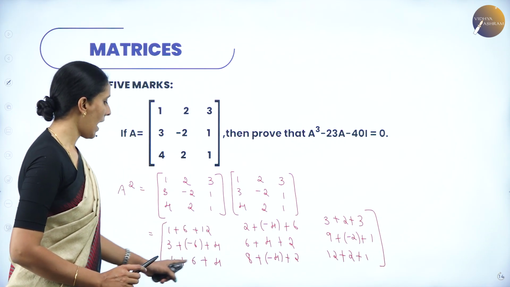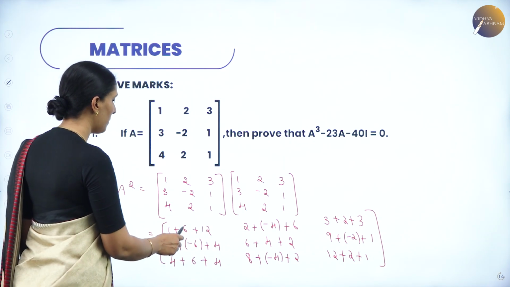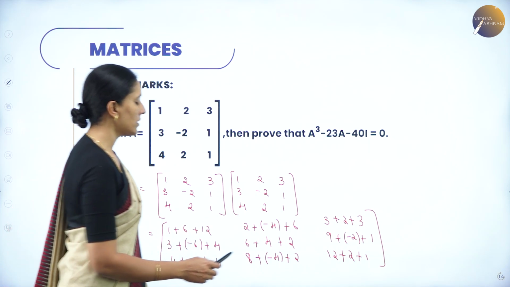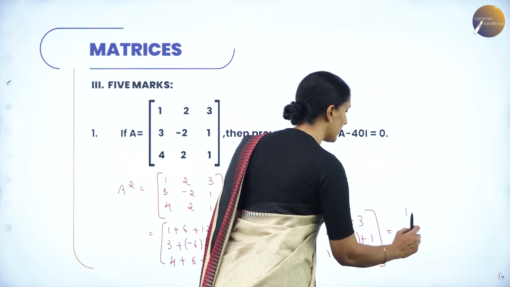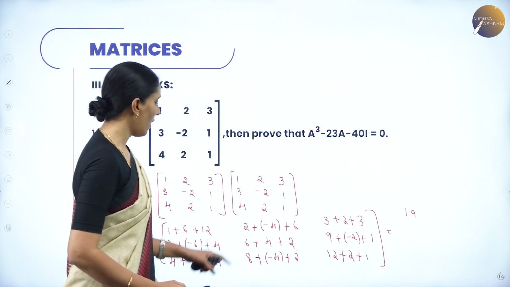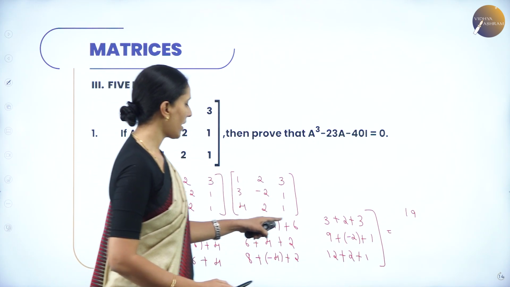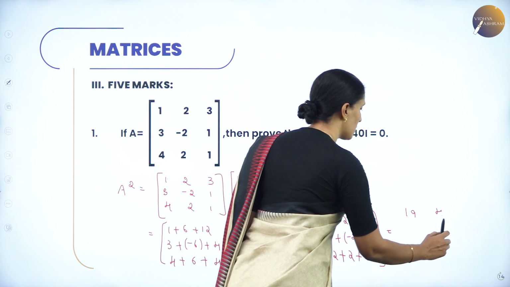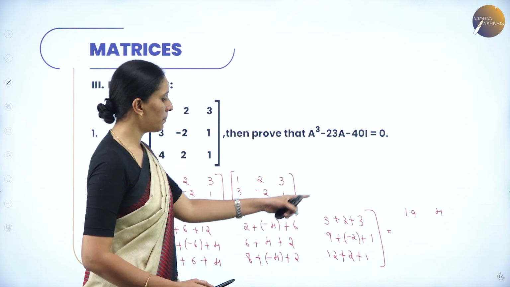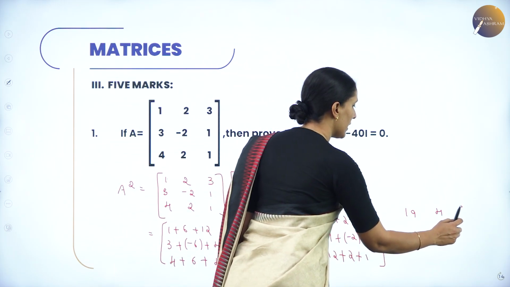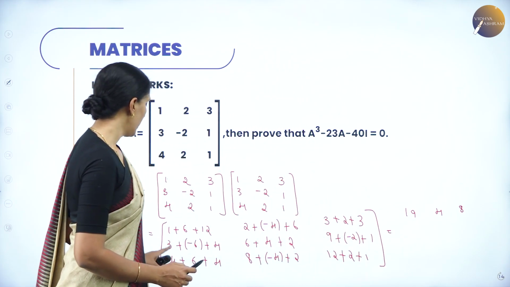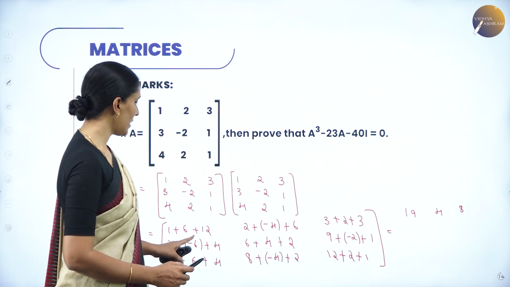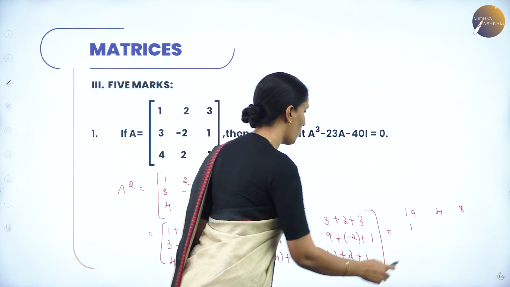Now let us add these things. So 1 plus 6 plus 12 equals 19. Next here we have 2 minus 4 minus 2. Minus 2 plus 6 is 4. Next we have 3 plus 2 plus 3, which is 8. Next we have 3 minus 6 minus 3. Minus 3 plus 4 is 1.